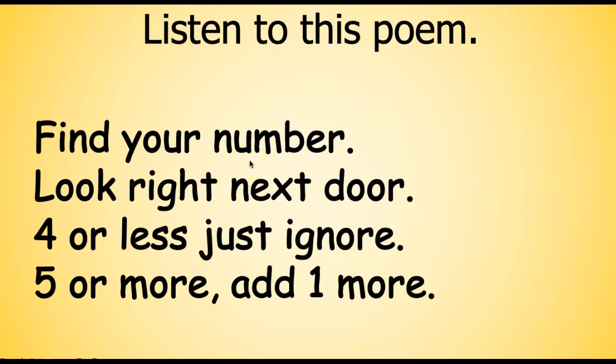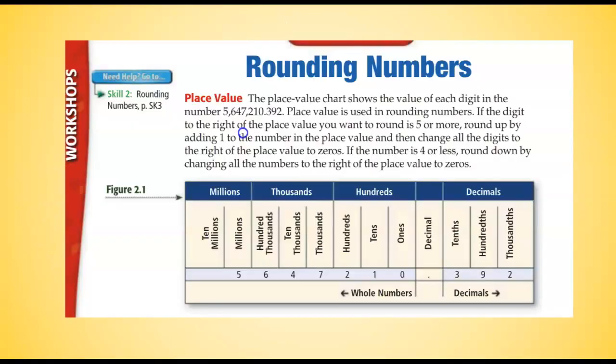So this poem gives you a little idea, something you could practice saying over and over to remember. Find the last number you want to round to. You want to look right next door, which means go one to the right. If that number is 4 or less, you just ignore it. If it's 5 or more, then you would add one more to that.